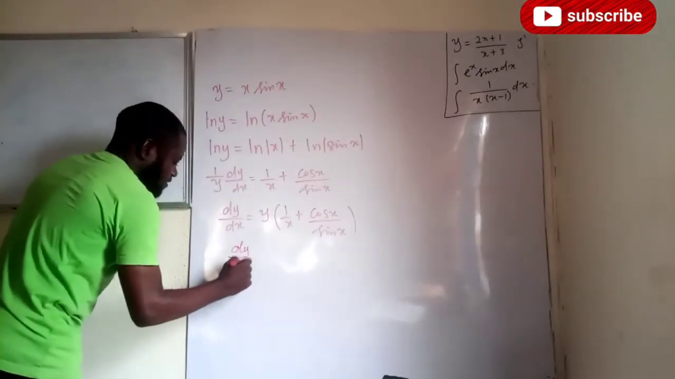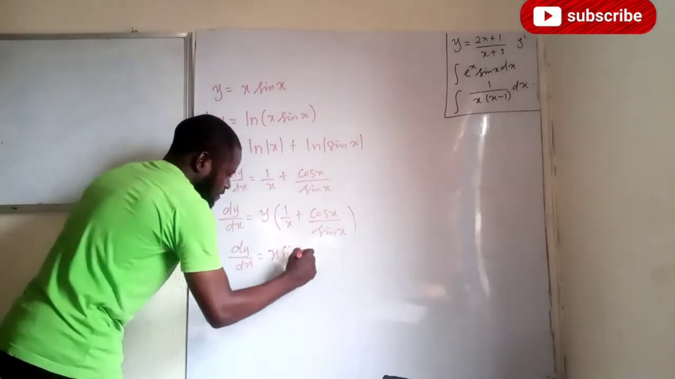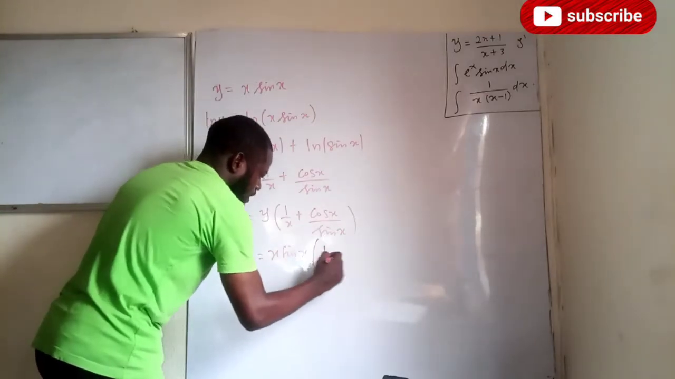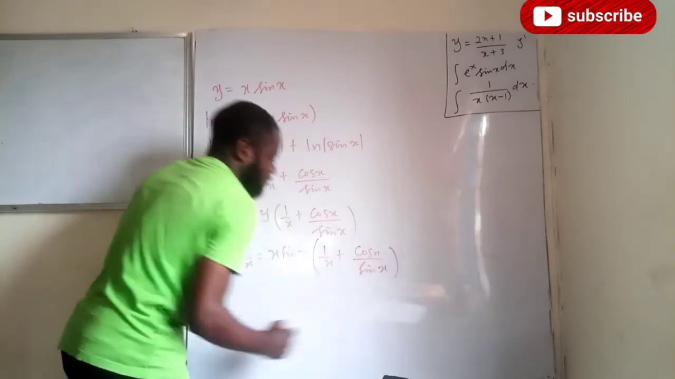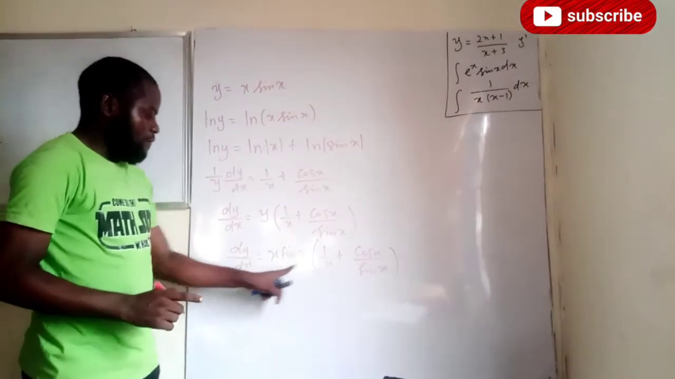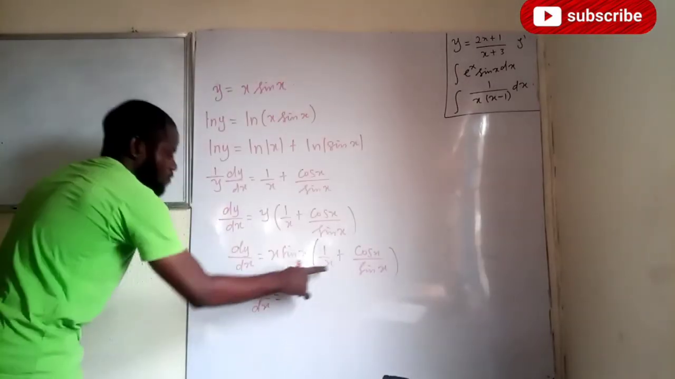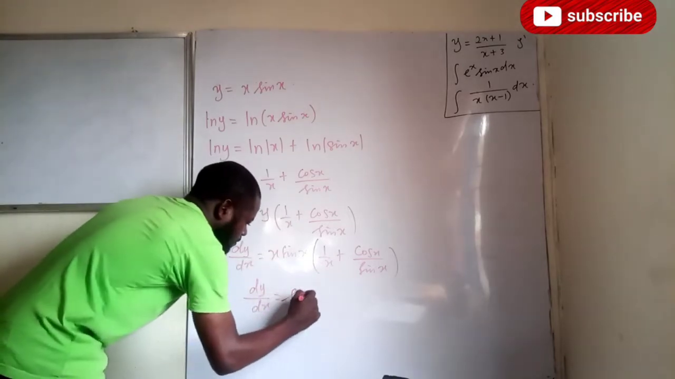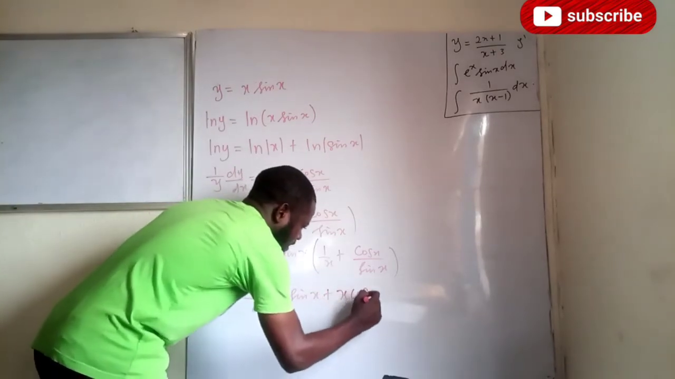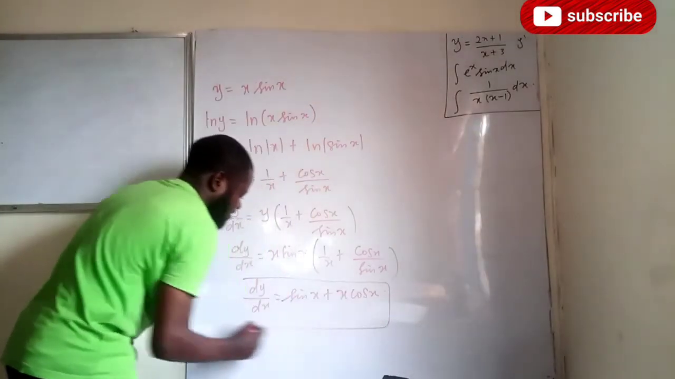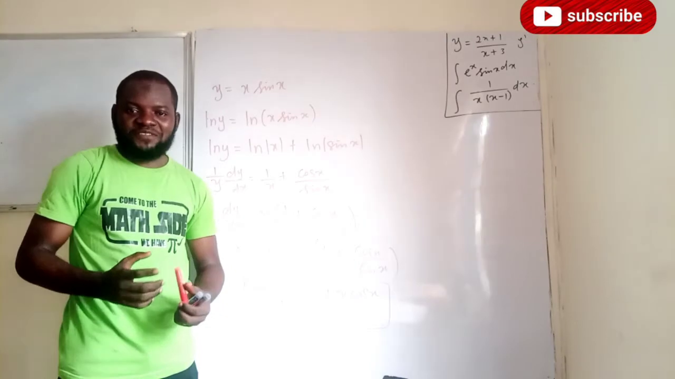Thus dy dx equal y, which is given as x sine of x, then into 1 over x plus cos x over sine of x. Are we getting this now? Okay, so if I open this bracket, my result will be dy dx equal, this x will cancel this, so I have sine of x, plus sine of x will cancel this, so I have x cos of x. And this is just the same result you are going to have if you also use product rule. Are we together?